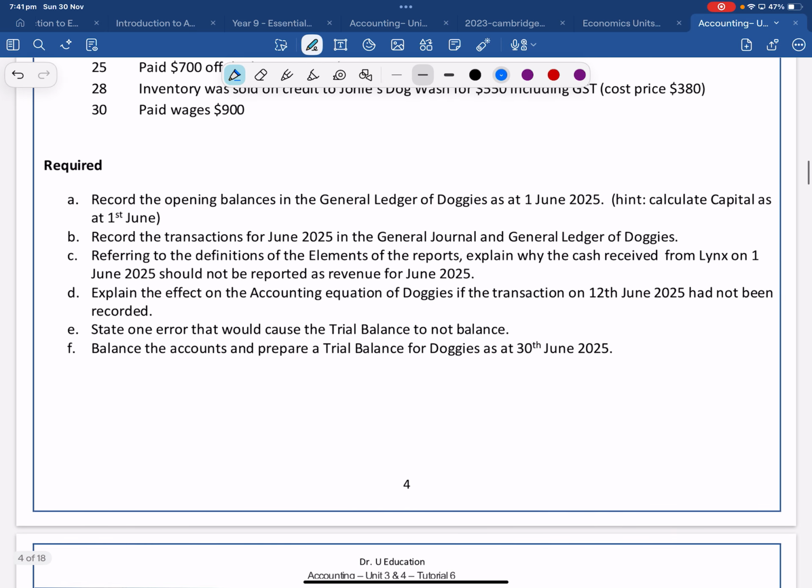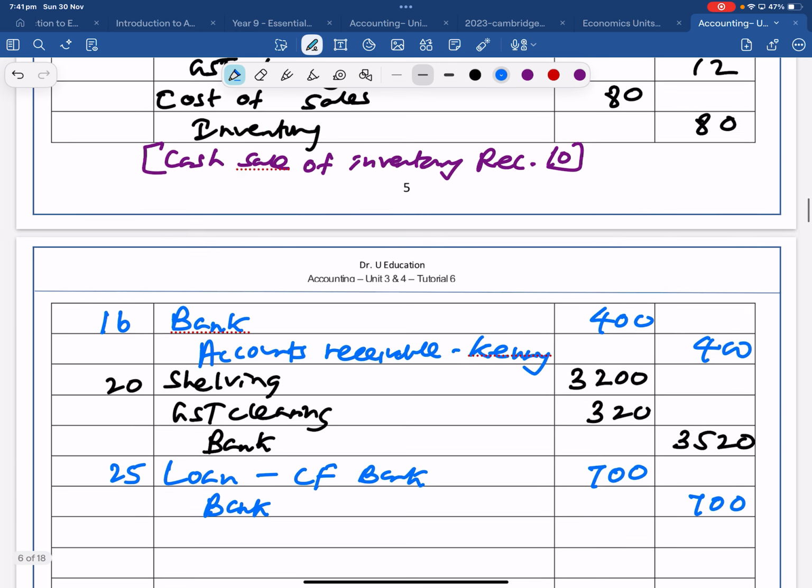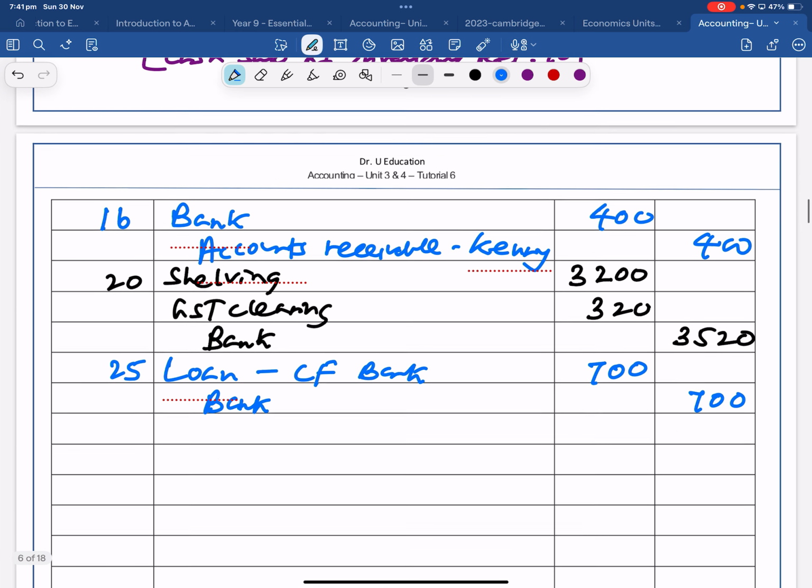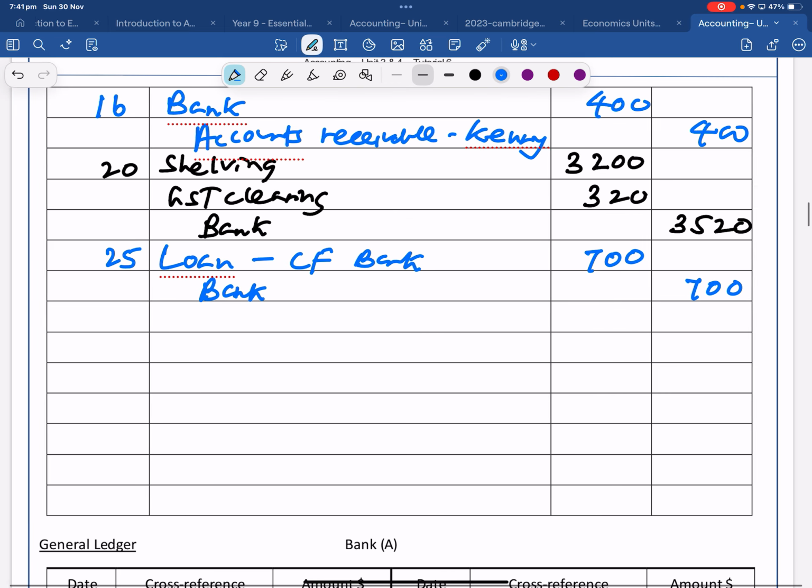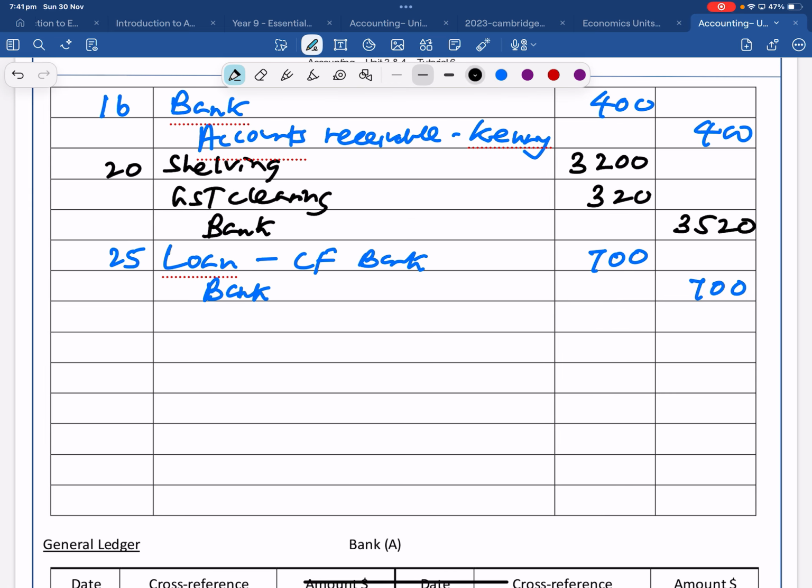Accounts receivable, debit, inventory, credit, and then... No. You are confused. Yeah. So accounts receivable, debit. Okay.